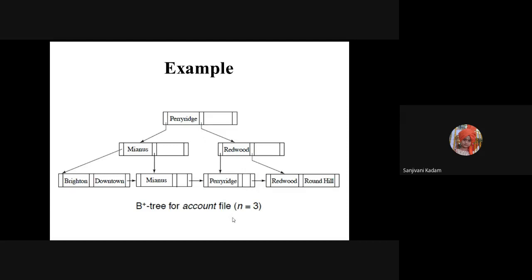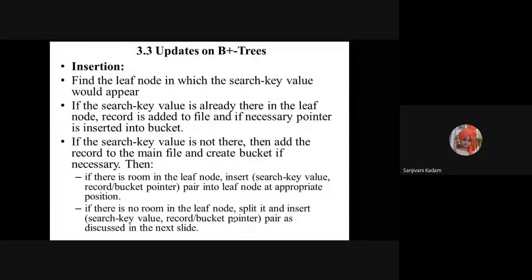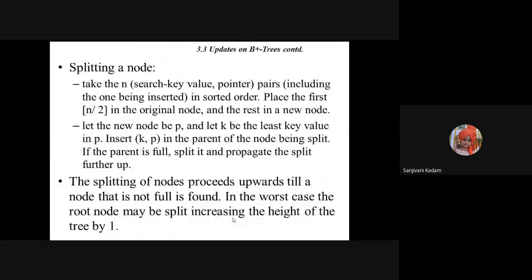Okay, that was the first case. The second case is that if there is no room in the leaf node, split it and insert the search key value or record bucket pointer pair, as discussed in the first operation. Here is how to perform the split.